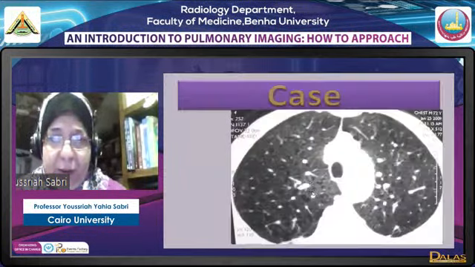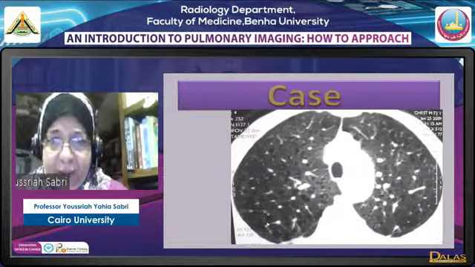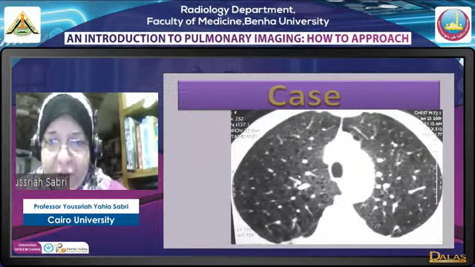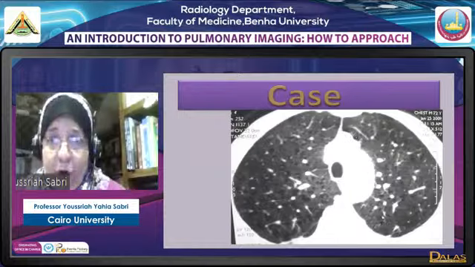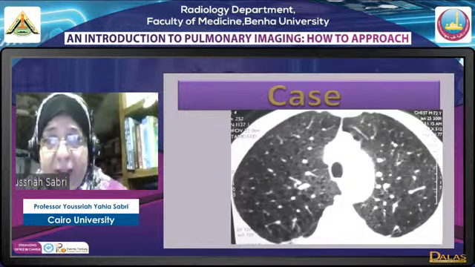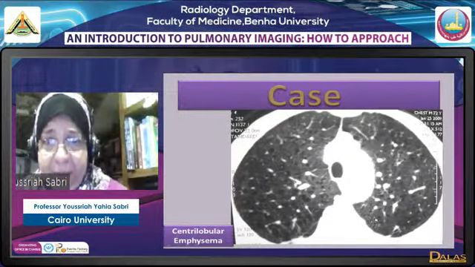Now let's see here. These are the upper lobes, as you know, and there are numerous black holes within. These black holes are emphysema. The emphysema that affects the upper lobe predominantly, as you can see it here, is centrilobular emphysema.